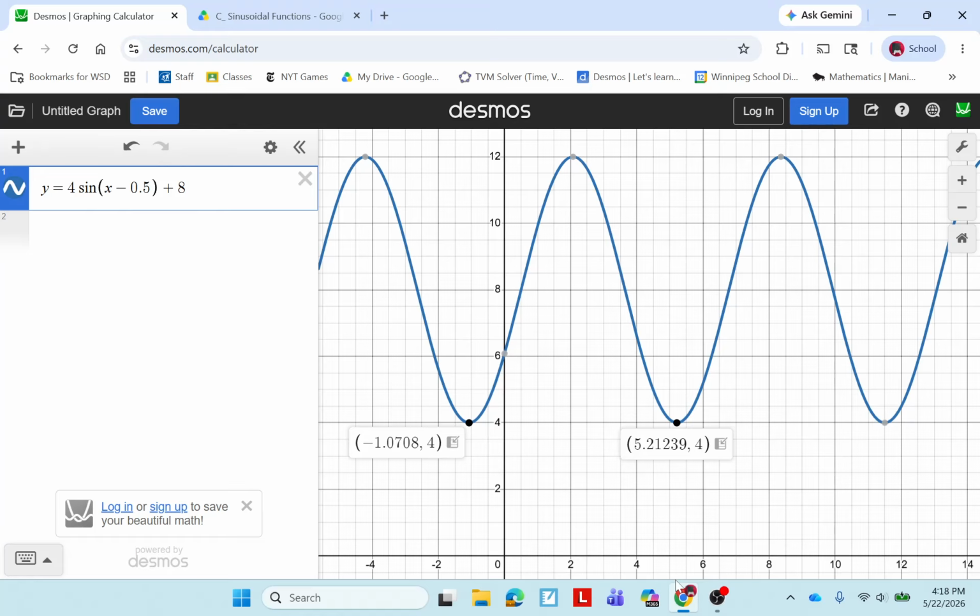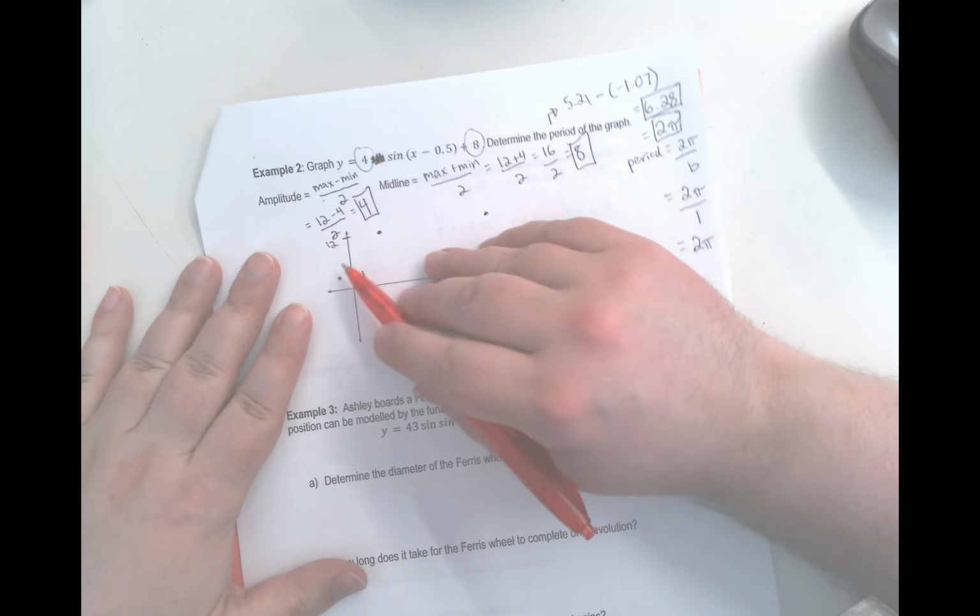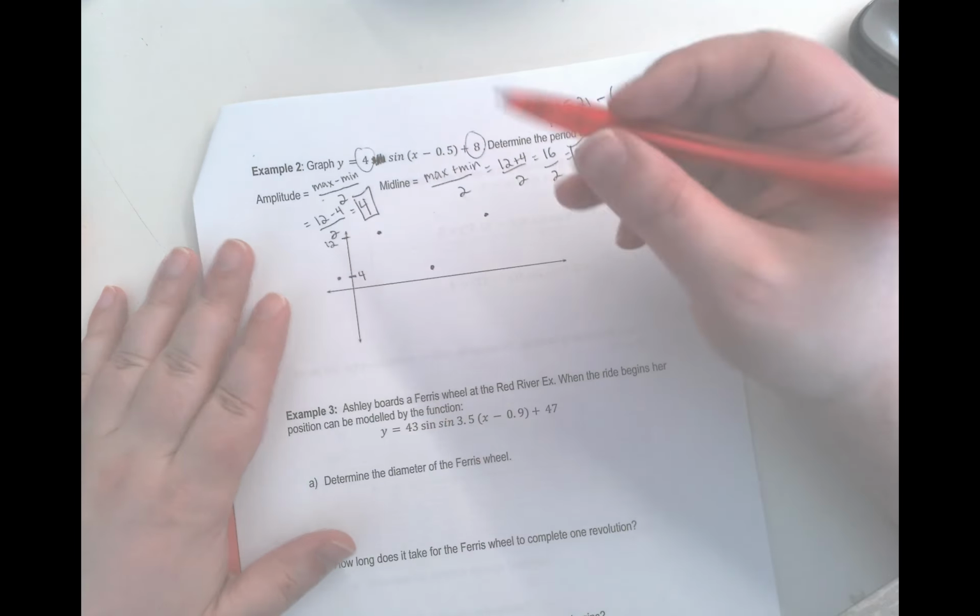So I have a point at negative 1.07 and 4. I go to a maximum of 12, and that's at, I can't remember what it is, 2.07. And then I'm going to go back down to a minimum point again at 5.21. And then I'm going to hit a maximum again at 8.35. So I just plotted those points on my graph. I'll show you what it looks like here. So I put 4 points here on my graph. I labeled 4 and 12.